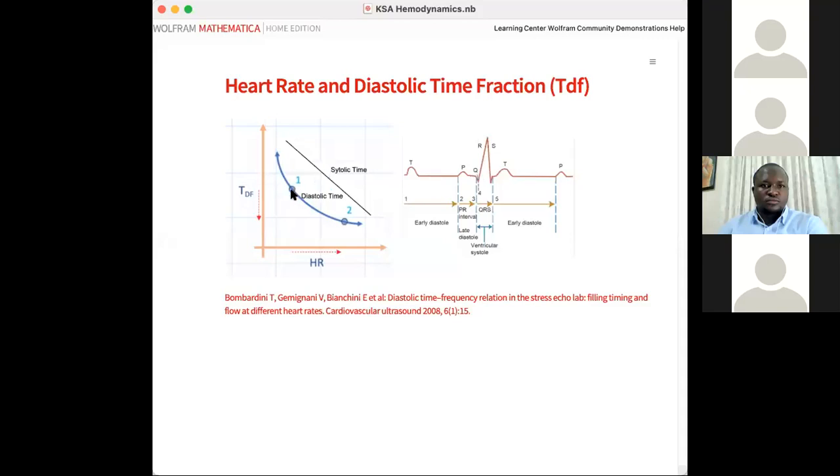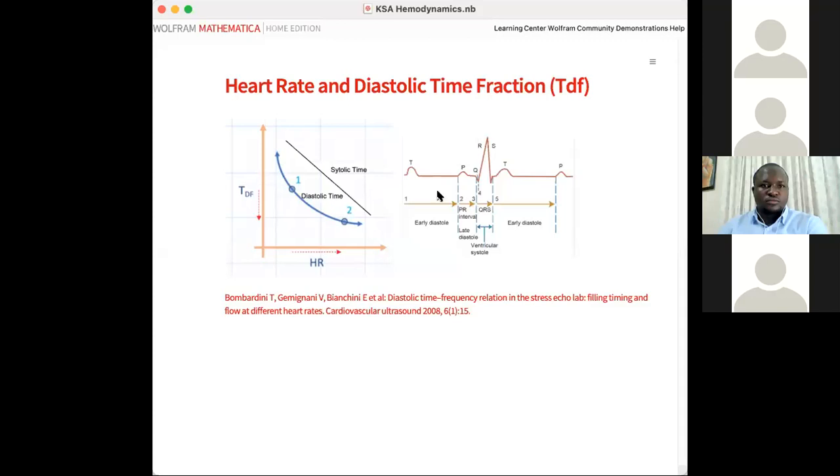So if you're doing 70 beats per minute, and then you increase your heart rate to 140 beats per minute, it's been shown that there's a linear decline in your systolic time. But when you look at your diastolic time, it actually reduces exponentially. So when you double your heart rate, basically it compromises your diastolic time.